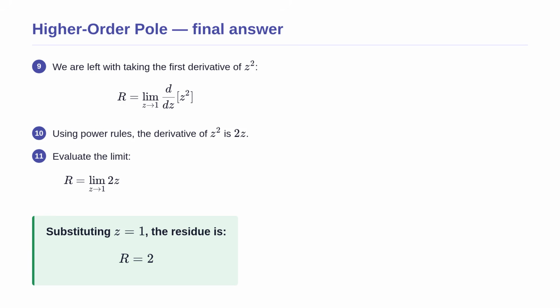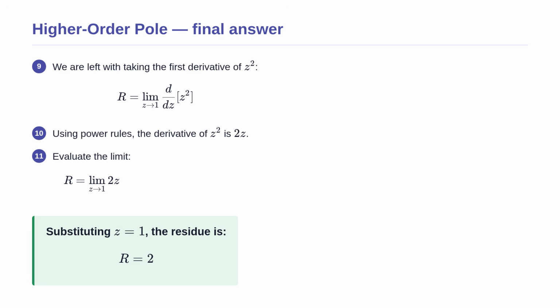Now for the final steps. Our only job left is to take the first derivative of z squared with respect to z. Using basic calculus power rules, the derivative of z squared is simply 2z. We have now successfully completed the differentiation step, and we are ready to apply the limit as z approaches 1.